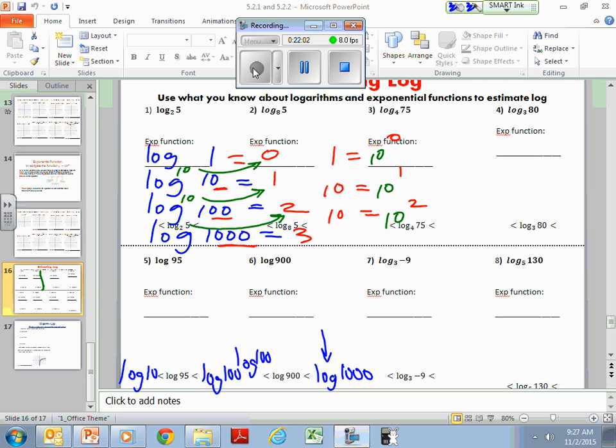Now, here's how they're going to ask it on the assessment. They actually want the actual whole number. It's between what 2 regular numbers? So you might be like, well, what do you mean regular numbers? The red numbers. Like, what does log 100 equal? What does log 1000 equal? So below the blue, put down the red.